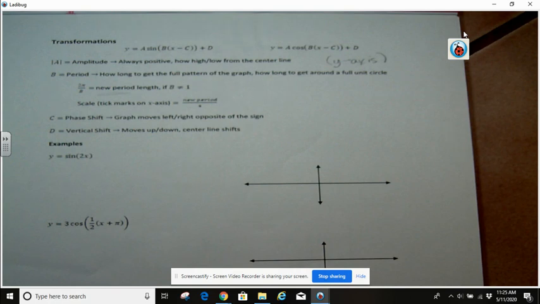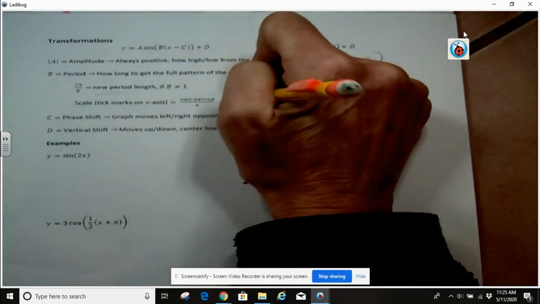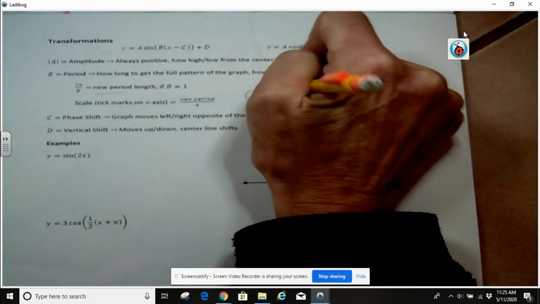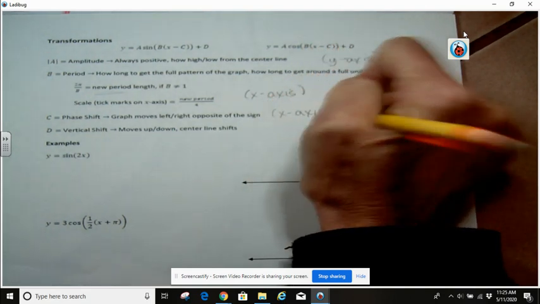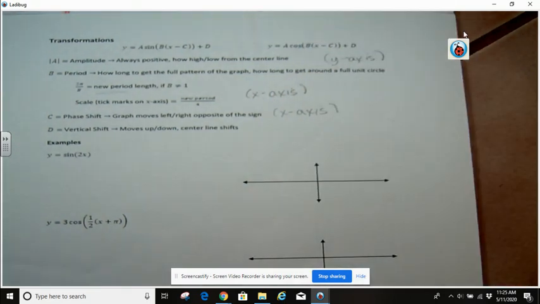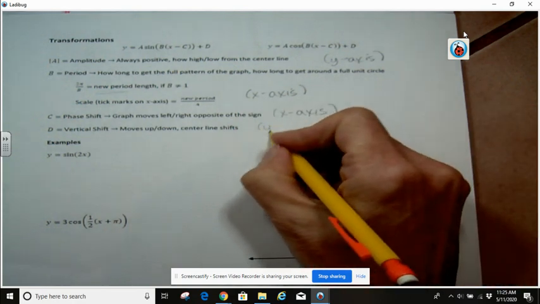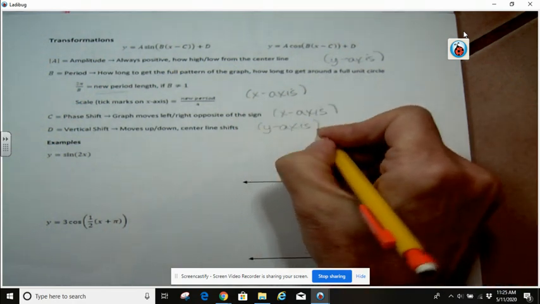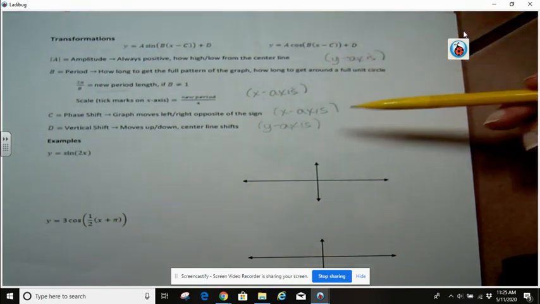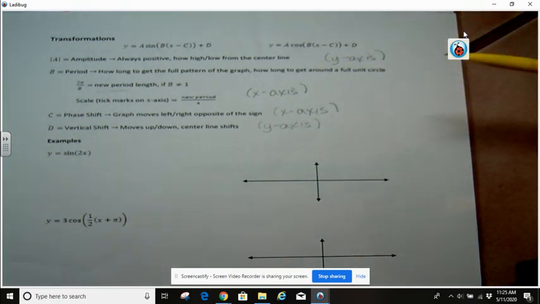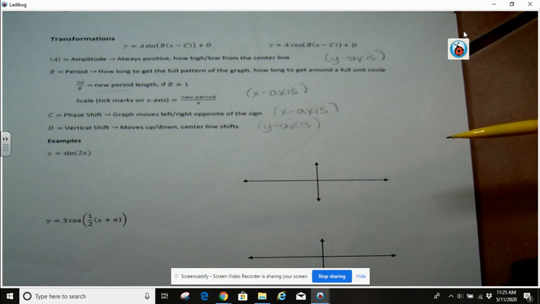Okay, so the period is affecting the x-axis. The phase shift will affect points along the x-axis left or right, and the vertical shift is back to the y-axis. So 2 of these transformations are related to the y-axis and 2 to the x-axis, and that's just going to be important for the order in which you do things and how you label things.